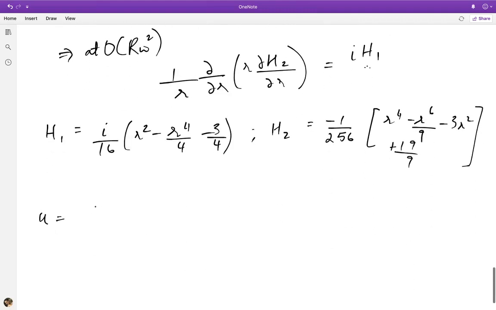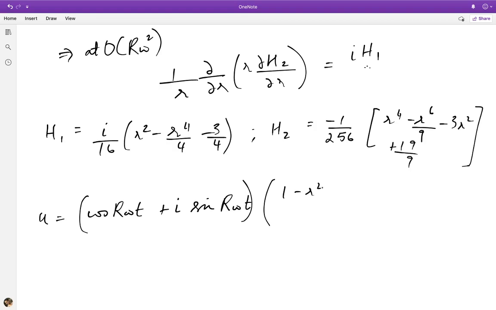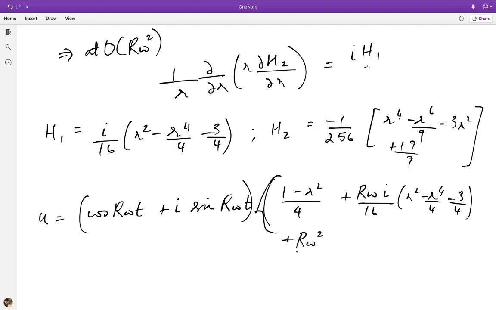So now u is equal to e to the power i r omega t. So here we can write it in terms of cosine and sine, right, times the solution for h, so which you will have h naught, right, plus r omega times h1, which is i by 16, let's make this curly braces, plus of course r omega squared times h2, and then I take the minus sign inside.